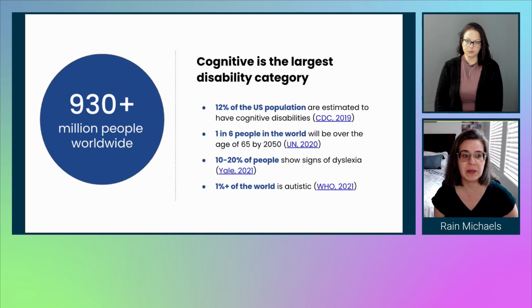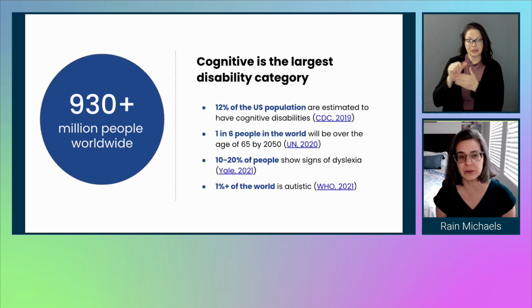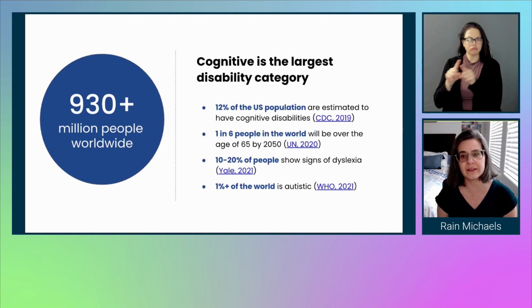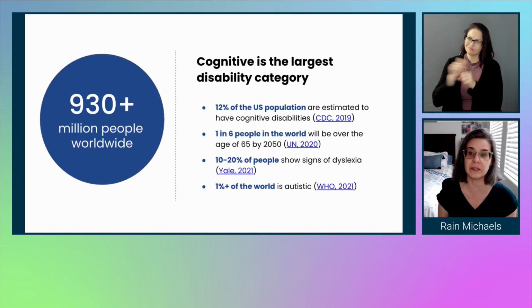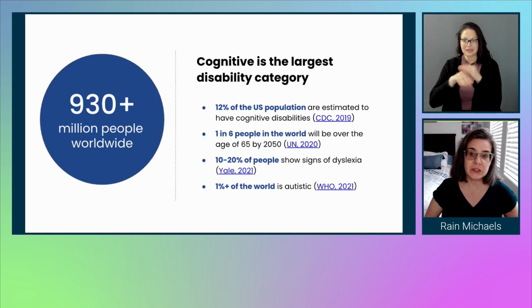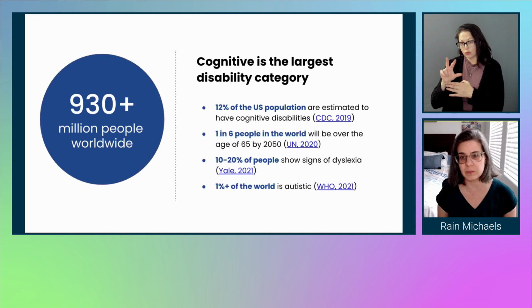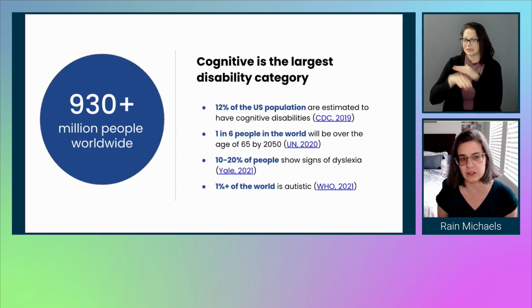The other thing to keep in mind is that cognitive accessibility, or cognitive disability, is the largest disability category in the world. And it's also worth noting that the numbers that we have are probably severely low and not actually reflective of the real numbers and the real impact of cognitive disabilities and cognitive accessibility. So the numbers that we do have right now say that around 930 million plus people in the world are impacted by cognitive accessibility barriers in interfaces that they engage with.